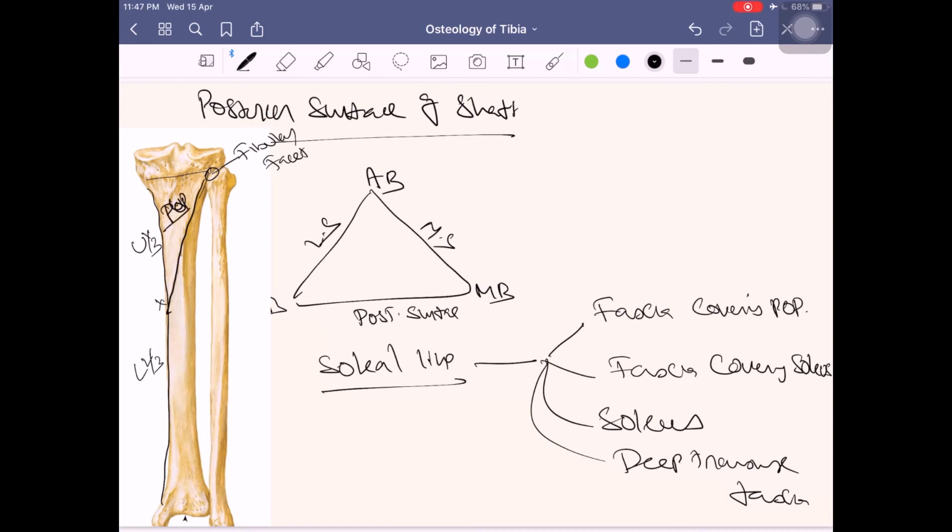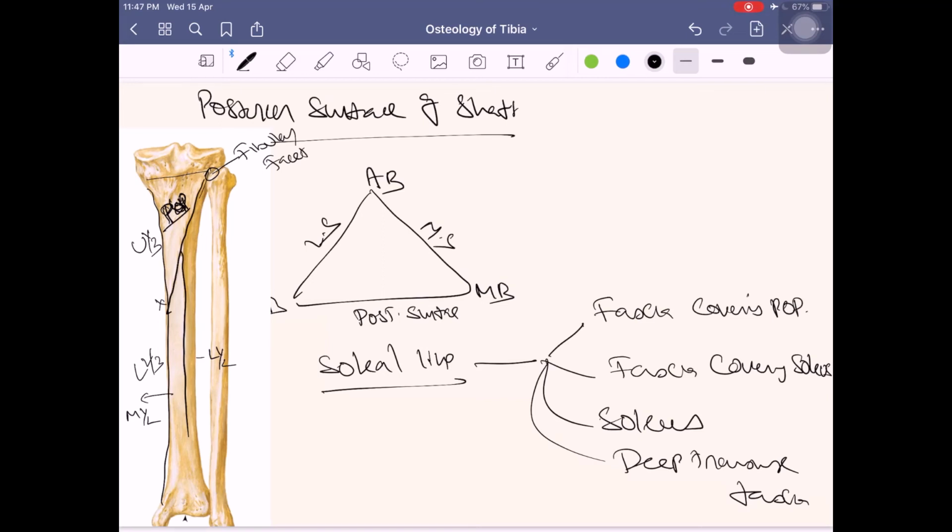This large area below the soleal line is further divided into medial and lateral by one more line which is extending. This is what we call the vertical ridge. This will divide it into a lateral half and a medial half area. So first, the posterior surface is divided by the soleal line into an upper triangular and a lower large area. The upper triangular area gives insertion to the popliteus muscle, and the lower large area is further divided by a vertical line into a medial half and a lateral half.